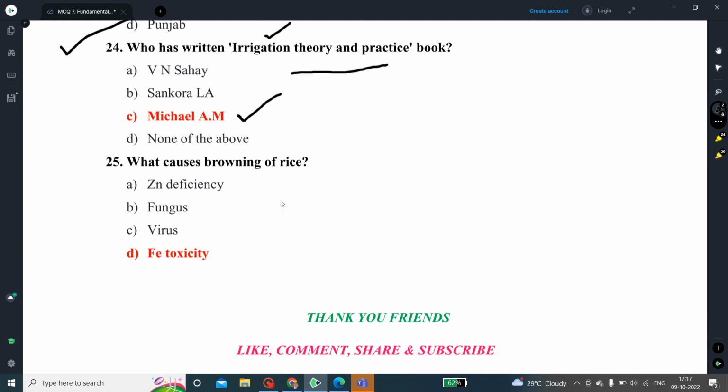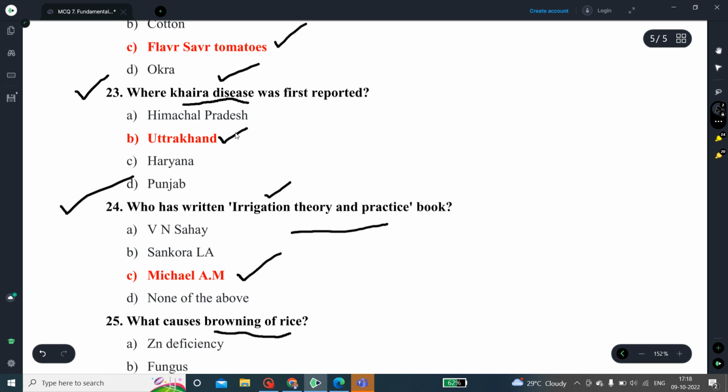And what causes the browning of rice? Browning of rice is caused due to iron deficiency, and the change of purple color in the leaf tips is the typical symptom. And here the Khaira disease is a dusting of brown spots on the leaf surface, which results in necrosis finally.